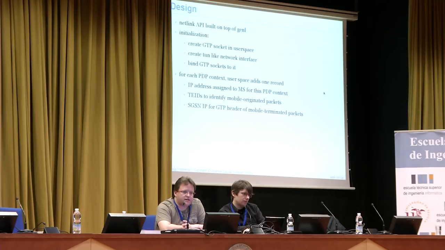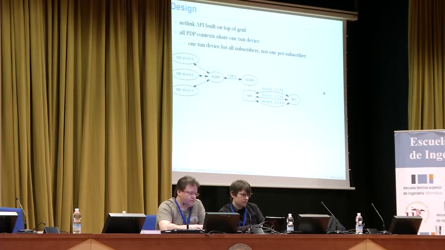So to identify which tunnel we want to use, we create a PDP context structure, which contains the relevant information like the IP address, the tunnel endpoint identifier, actually two tunnel endpoint identifiers, one for the incoming packets and one for the outgoing packets, and the remote endpoint for the SGSN. We had already done this with Generic Netlink.